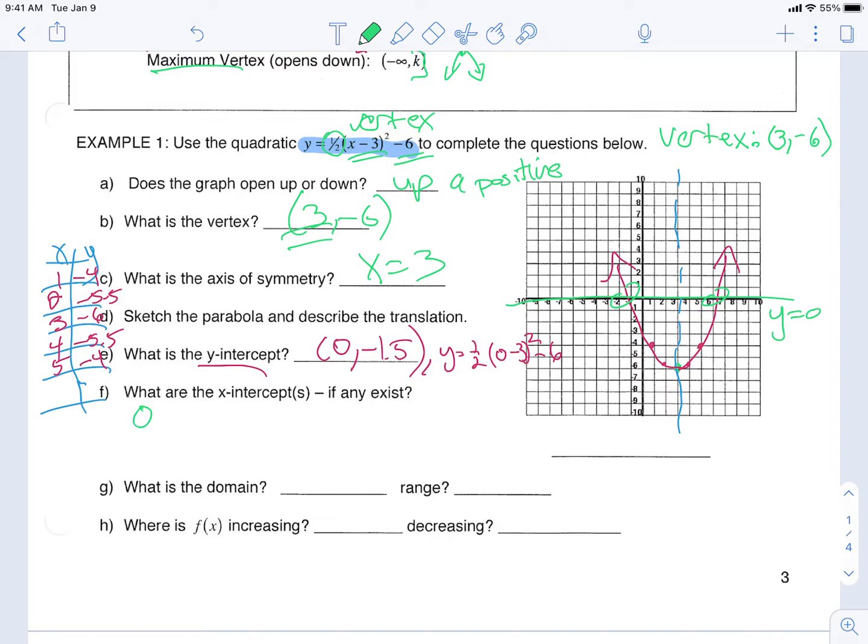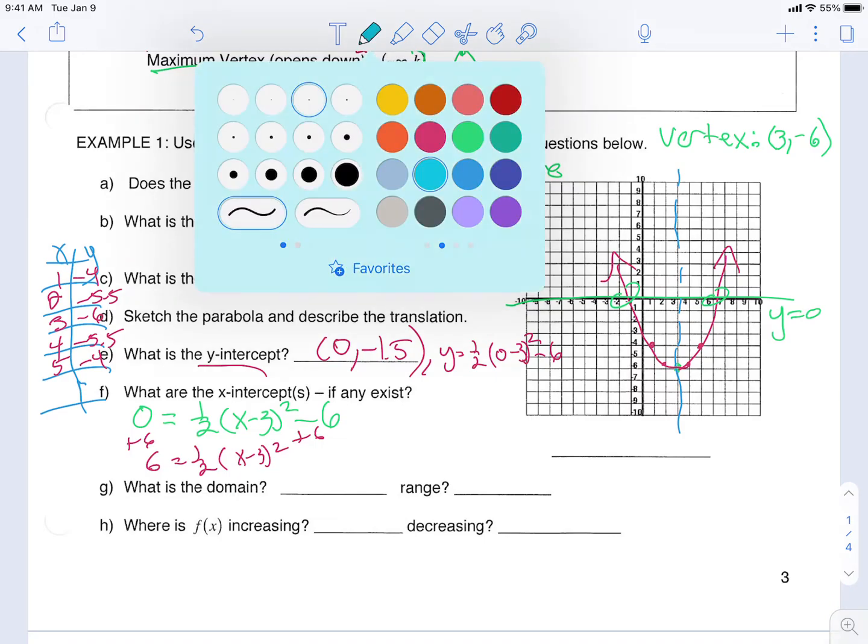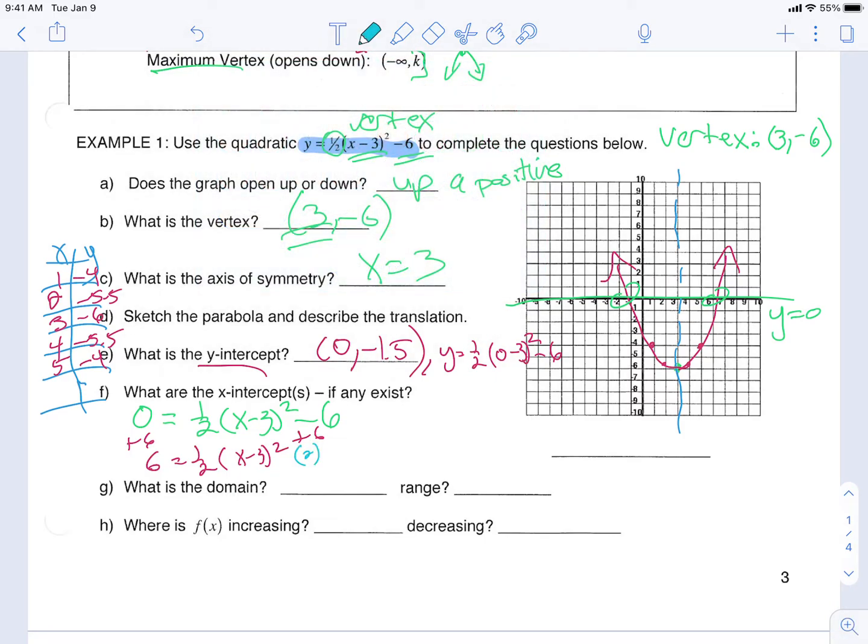So 0 is equal to 1/2 times x minus 3 squared minus 6. And now it's just a solve for x problem. So I'm going to add 6 to both sides. 6 is equal to 1/2 times x minus 3 squared. I'm going to multiply both sides by 2 to isolate the x term and get rid of the 1/2. So now 12 is equal to x minus 3 squared.